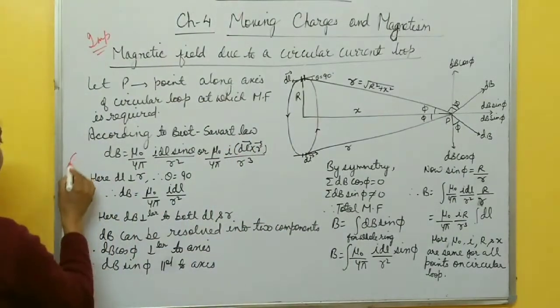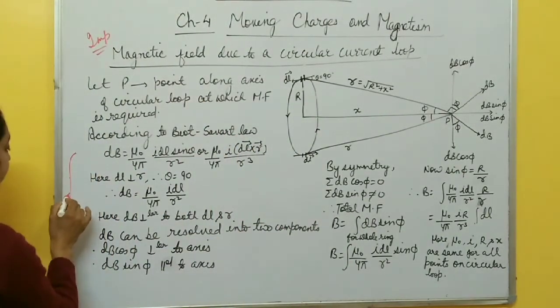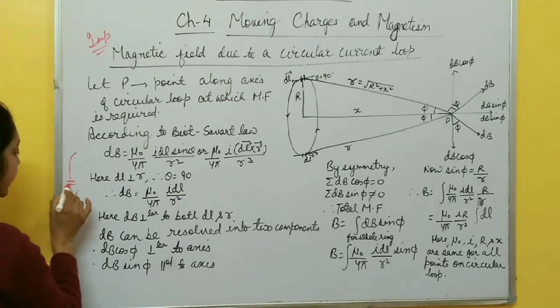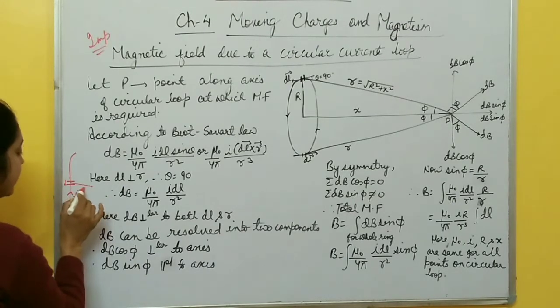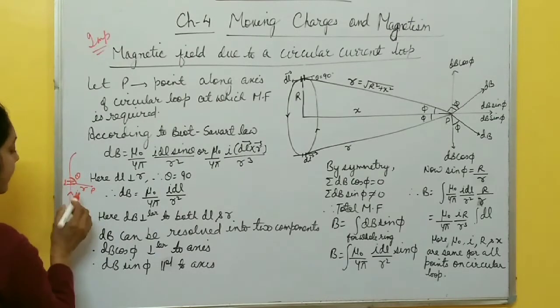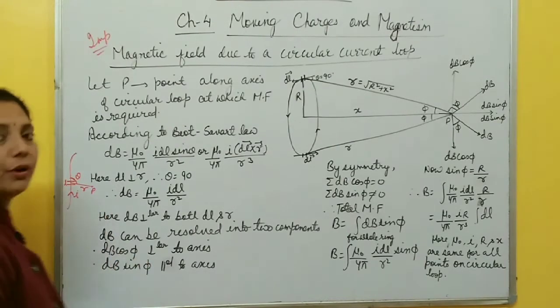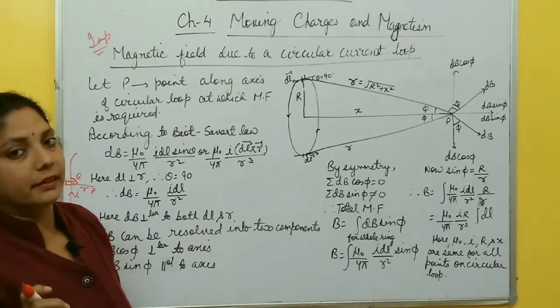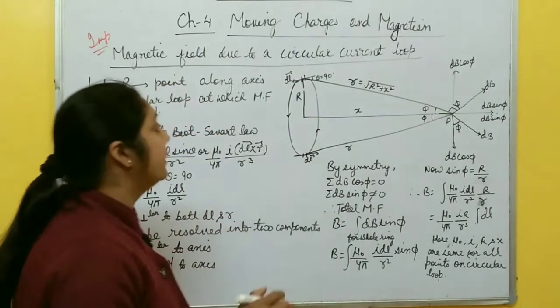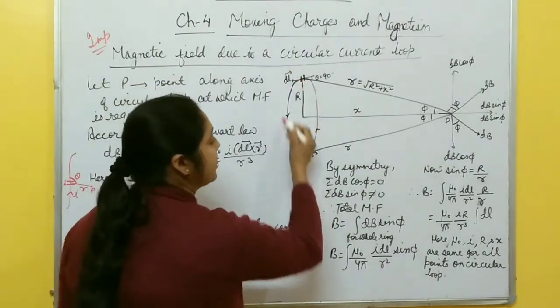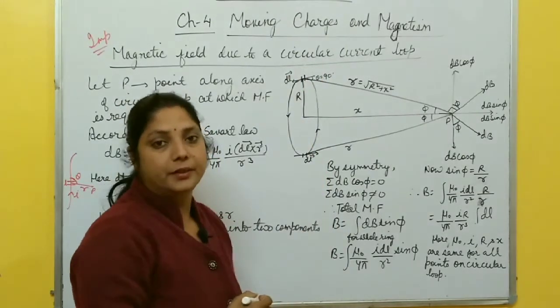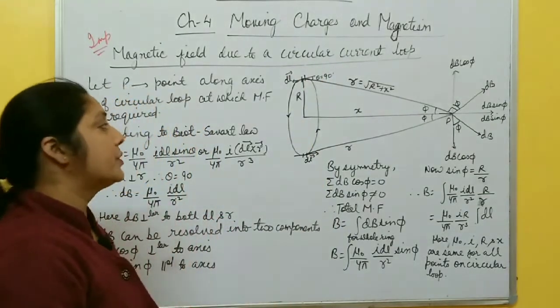Suppose here this is a current carrying wire and there is a small current element dl, and the magnetic field at a distance r due to this current element dl is dB equal to mu naught by 4 pi I dl sin theta by r square. But here we have to find the magnetic field due to a circular current carrying loop, right? So how do you find this?